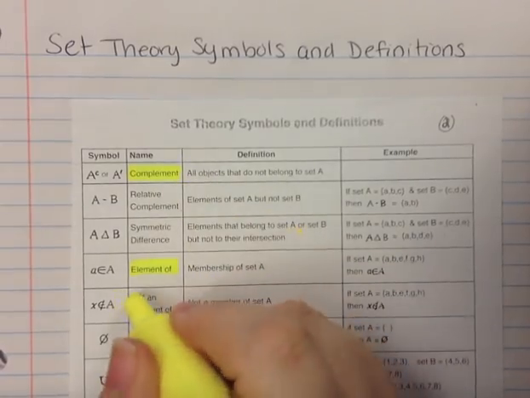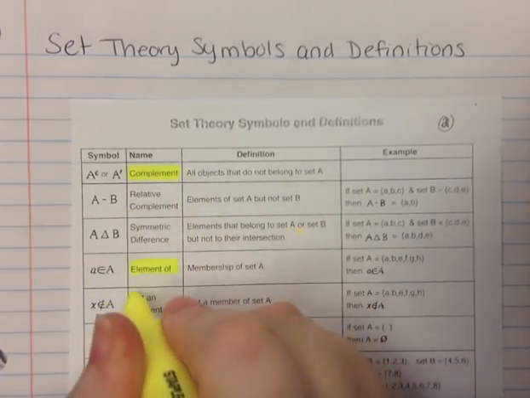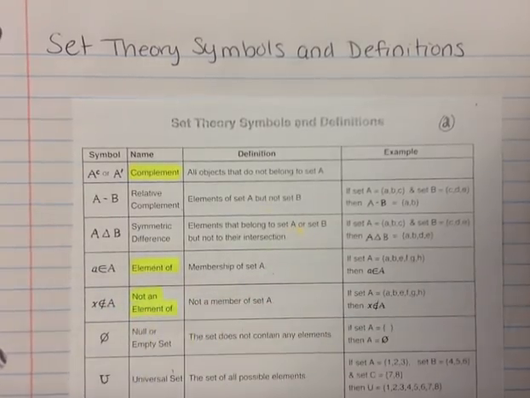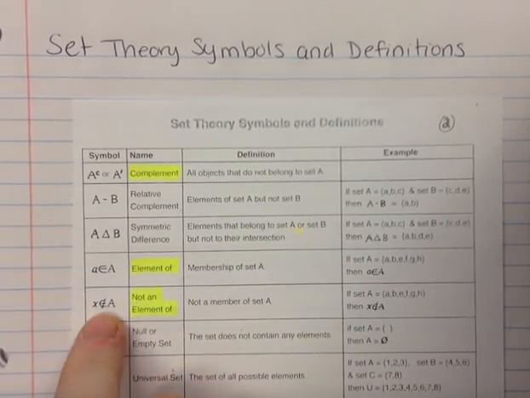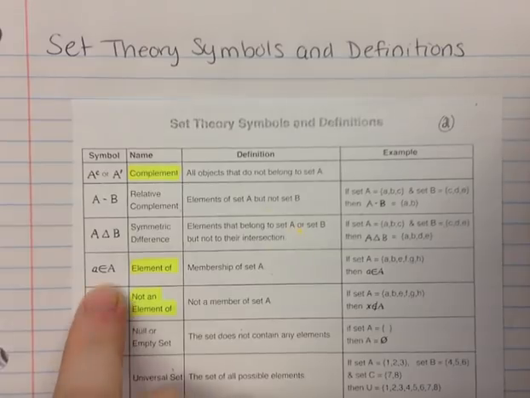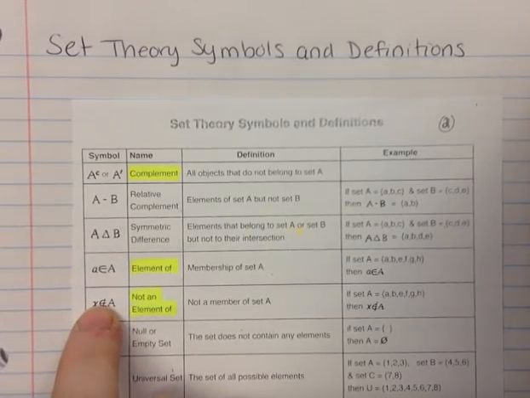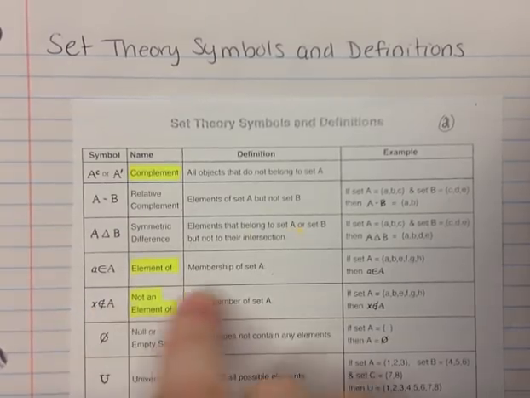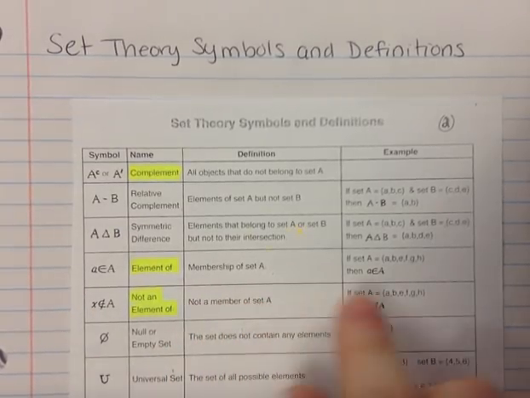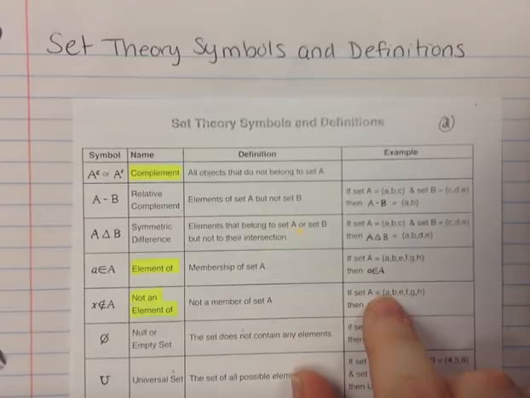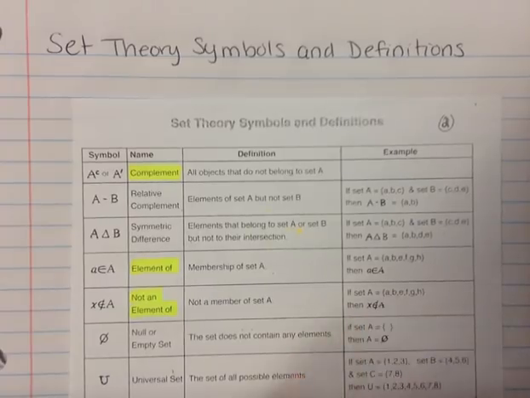We're also going to talk about not an element of, so the same thing as before when I said the symbol with the slash through it. So this is an element symbol with a slash through it. It says X is not an element of set A. So it's not a member of set A. Again, if set A is A, B, E, F, G, H, then X is not an element of set A.